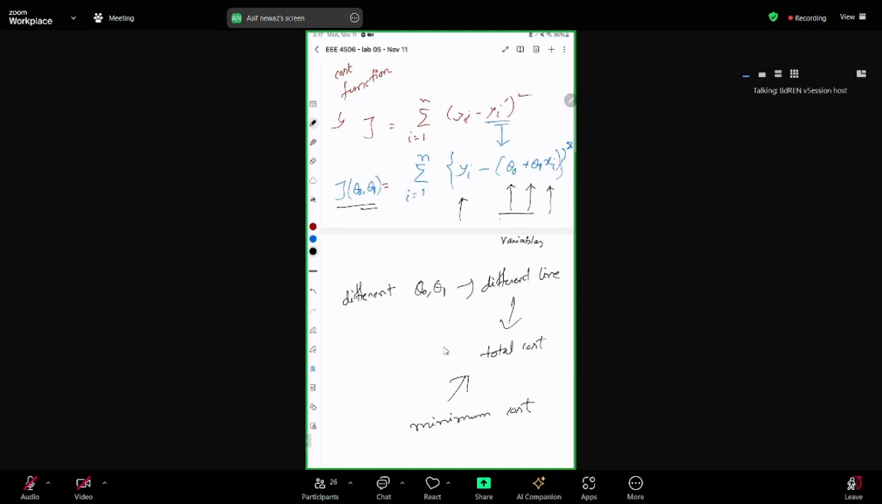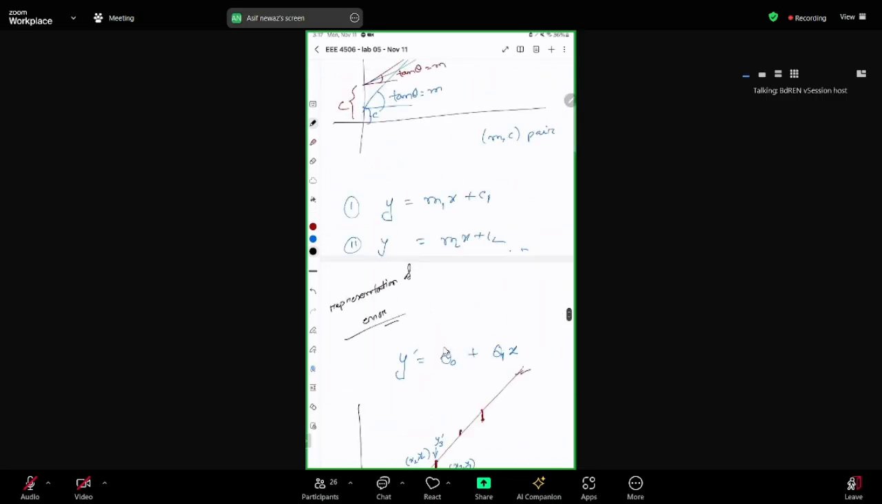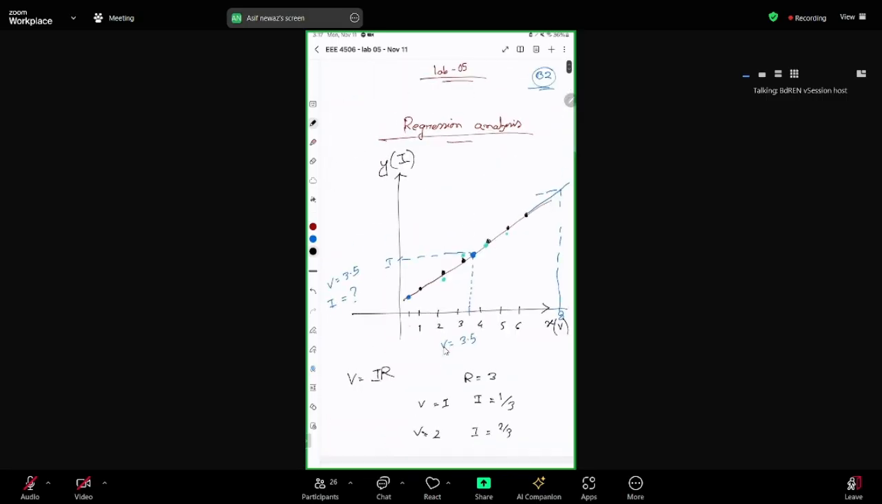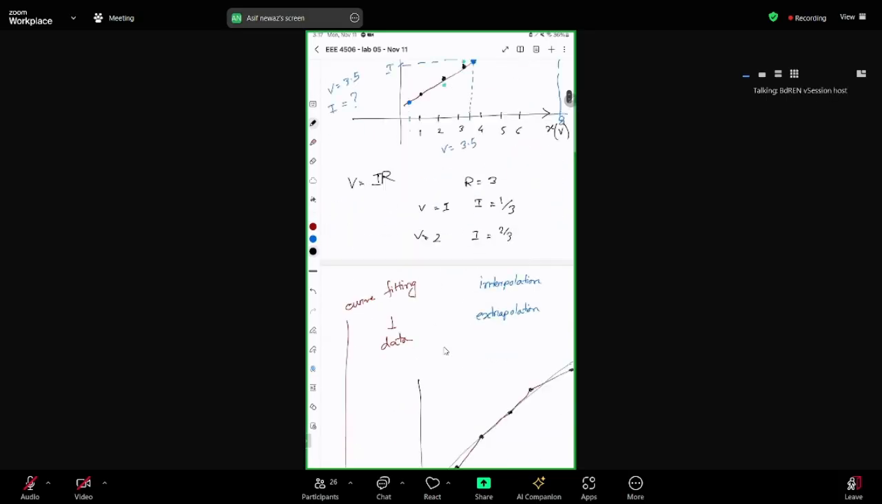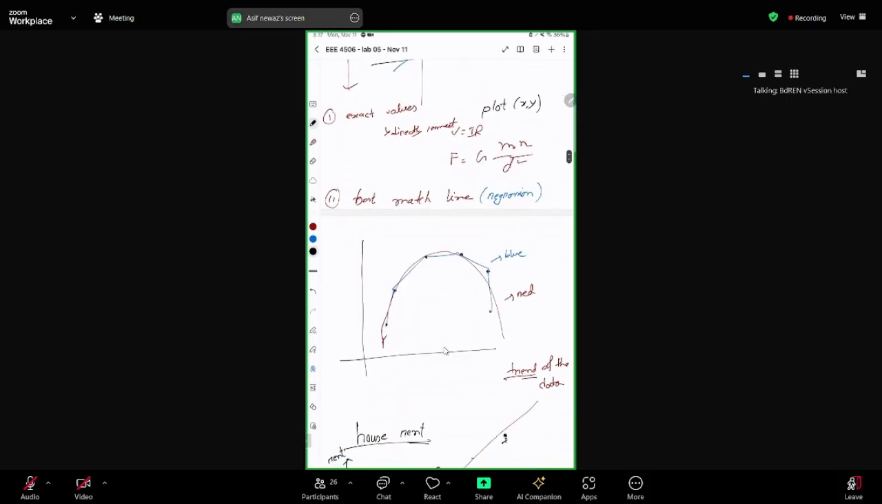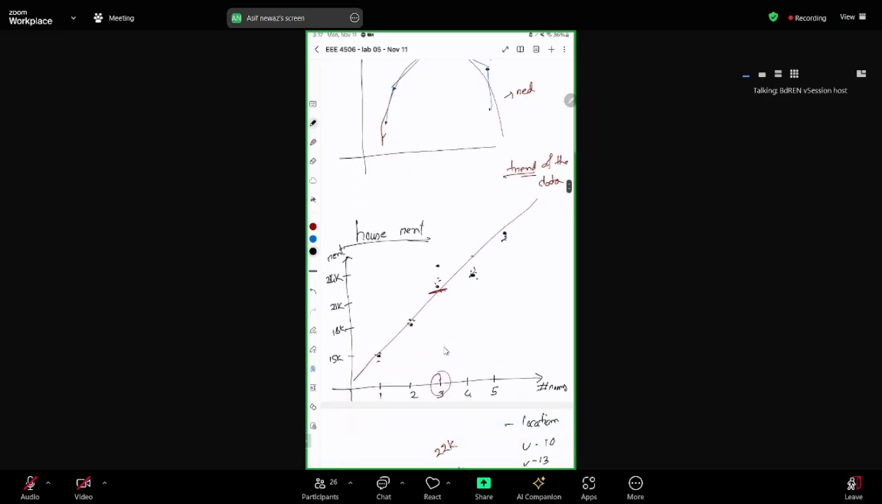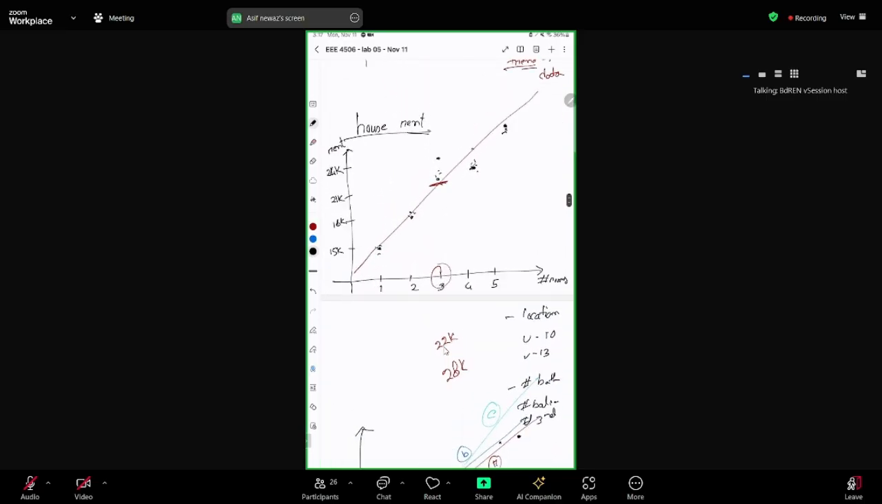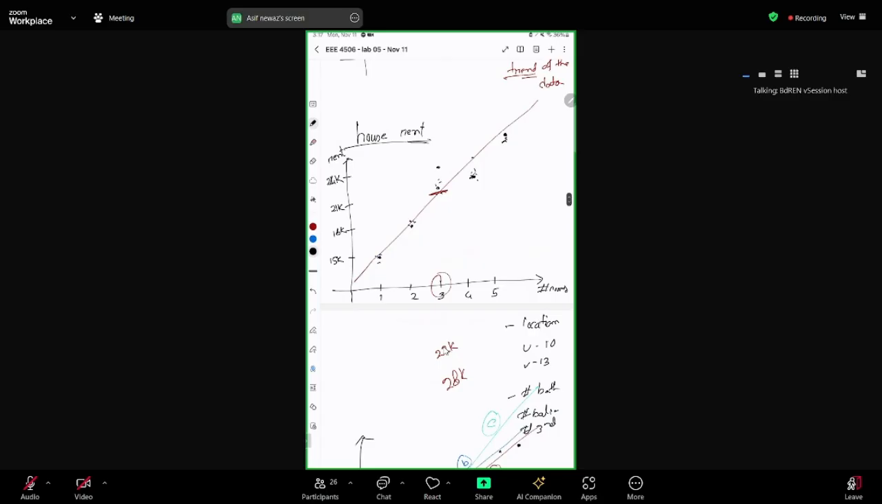So let me rephrase those things. What we are trying to do, let's start again. We are trying to understand we have different lines. When we have data points like this, we can draw many different lines from there, and we want to find the line that is our best approximation.